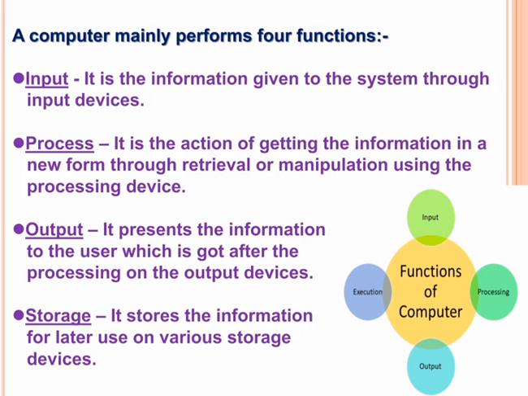Second one is process. Process is the action of getting the information in a new form through retrieval or manipulation using the processing device, that is CPU. Third one is output. Output presents the information to the user which it got after the processing on the output devices like monitor, printer, etc. Fourth one is storage. Storage stores or preserves the information for later use on various storage devices like hard disk, CD, DVD, pen drive, etc.